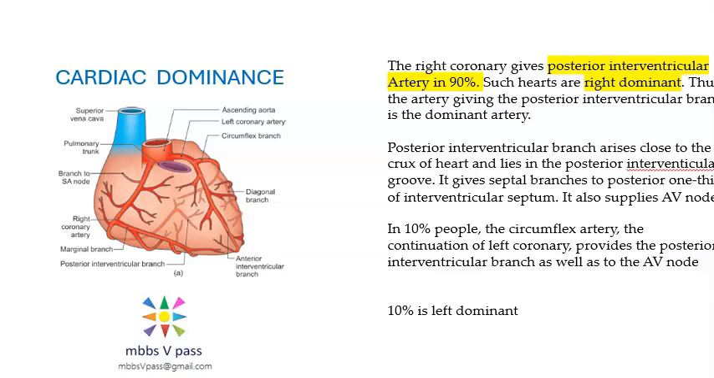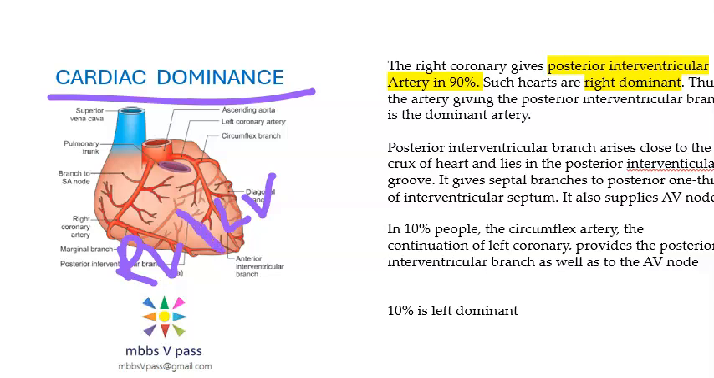What do you mean by cardiac dominance? Ma'am, cardiac dominance means whoever supplies the ventricles, that dominance. So here we have the left ventricle and here we have the right ventricle. Between these two, we have this interventricular artery. So the posterior interventricular artery, whoever gives this branch, that will define the dominance.